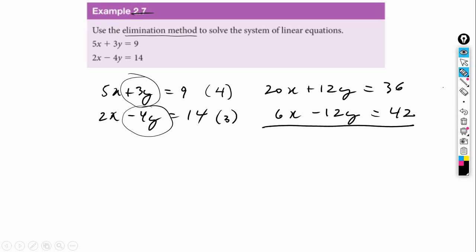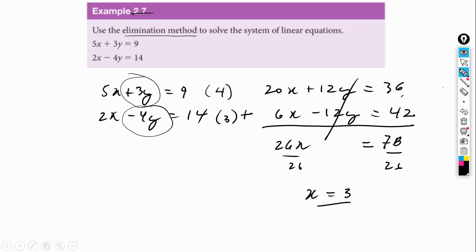Now we can add these two equations. If we add them, we're going to get 26x, but then y will eliminate, right? Because 12 minus 12, or 12 plus negative 12, is 0. And then we have to add this part. So we're going to get that 26x is equal to the sum of 36 and 42, which is 78. And then we can divide both sides by 26, and we're going to get that x is equal to 3.